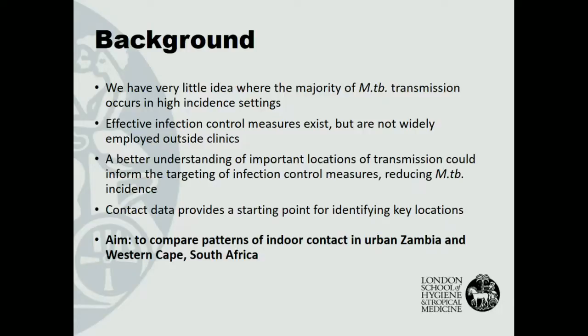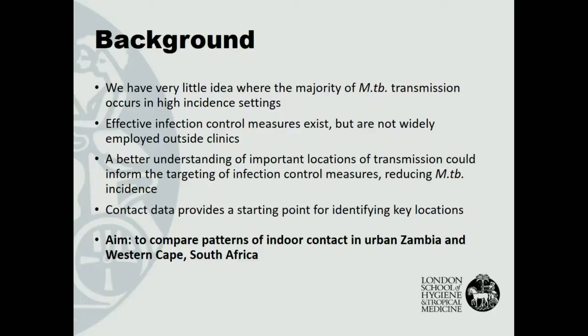So we currently have very little idea where the majority of MTB transmission occurs in high-burden sub-Saharan African countries. Molecular studies suggest that in these settings, less than around 10% of transmission occurs between household members. So most transmission must be occurring outside people's own homes.